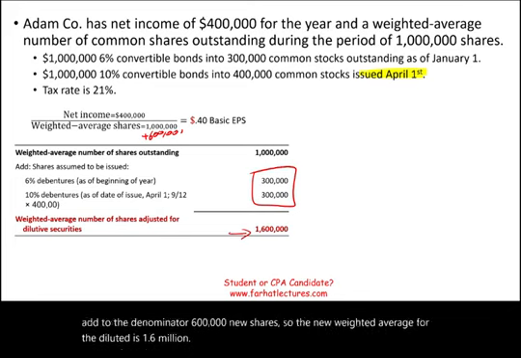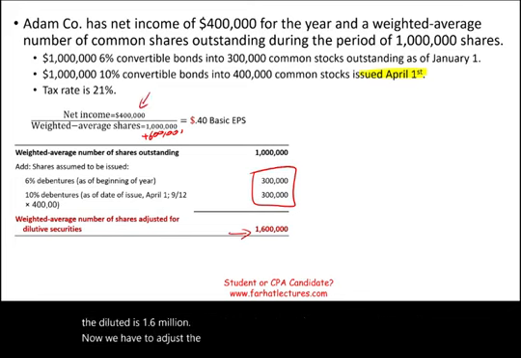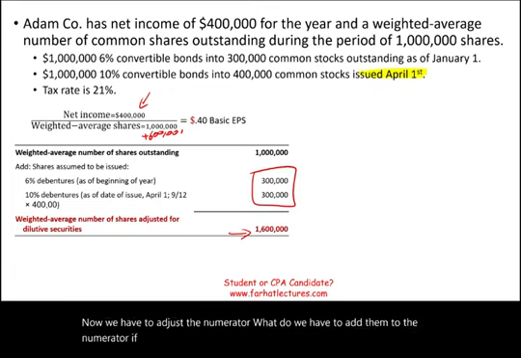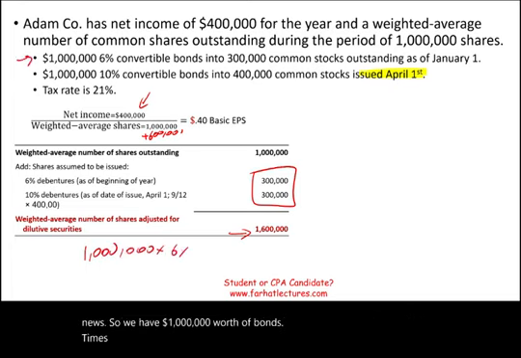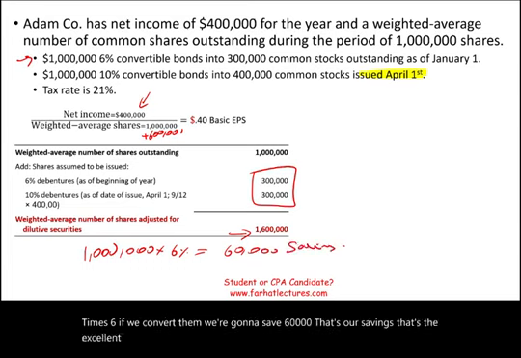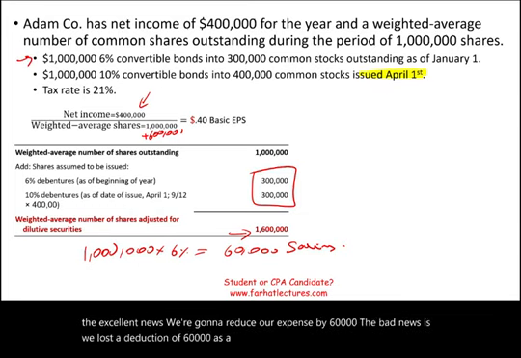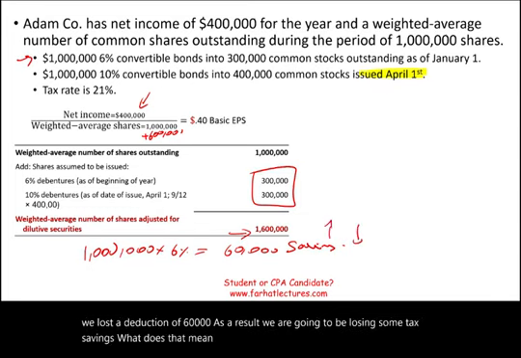Now we have to adjust the numerator. What do we have to add to the numerator? If we convert the bond, we don't have to pay interest. Well, that's good news. So we have $1 million worth of bonds times 6%. If we convert them, we're going to save 60,000. That's our savings. That's the excellent news. We're going to reduce our expense by 60,000. The bad news is we lose a deduction of 60,000. As a result, we are going to be losing some tax savings. What does that mean? Because you reduce your expenses, your tax goes up.